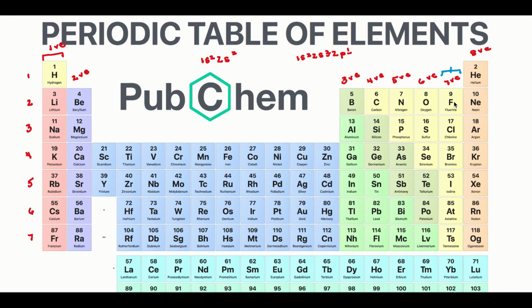Well, they can gain a valence electron to get the electron configuration of a noble gas. So fluorine, for example, which is 1s2, 2s2, 2p5, all it has to do to get the electron configuration of neon is gain 1 electron. And then it'll be 2p6, and there'll be 8 valence electrons. So if it gains an electron, that means it will have a -1 charge.